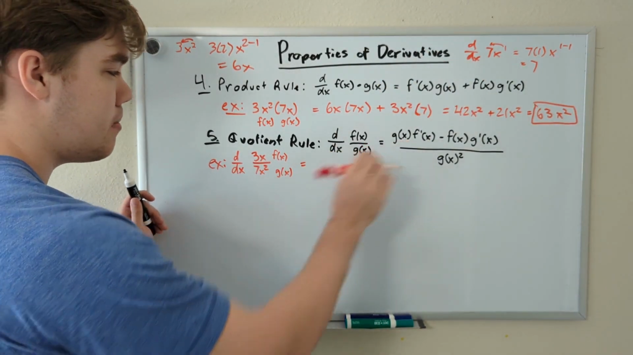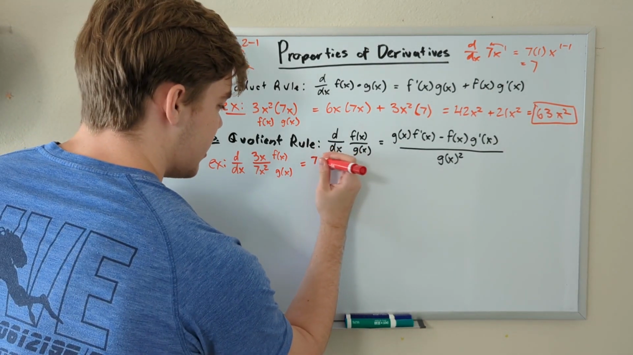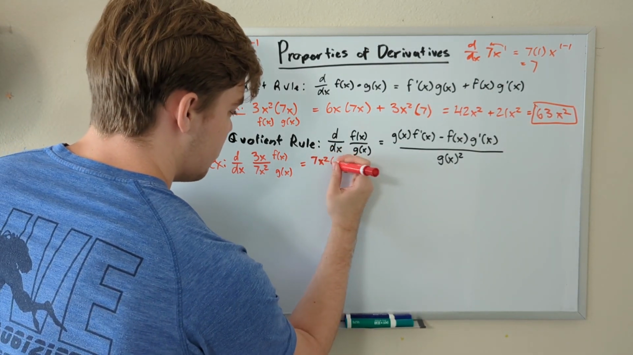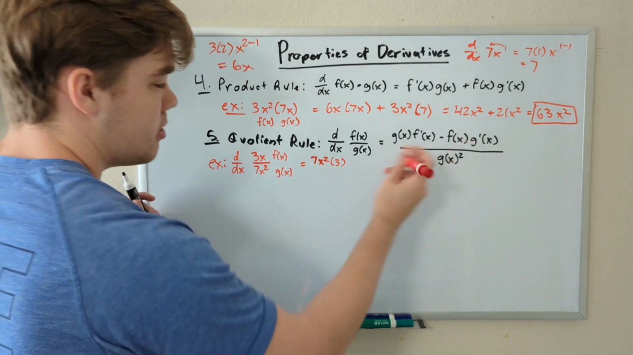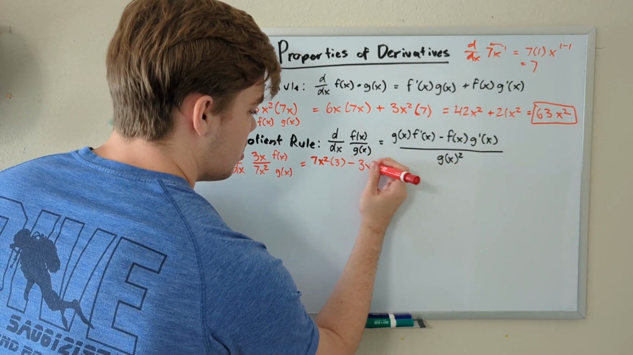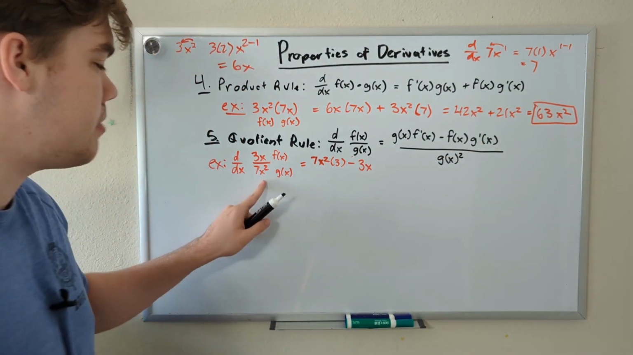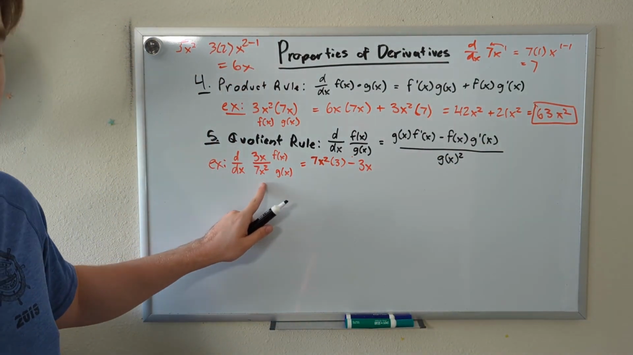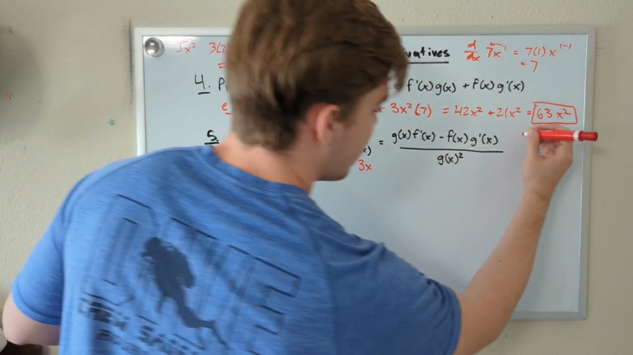So we need to multiply that by g of x. G of x is 7x squared, and that is being multiplied by 3. Now we need to subtract f of x, of course just being 3x, and multiplying that by g prime of x. We can find this derivative using the power rule, so let's do that over here.